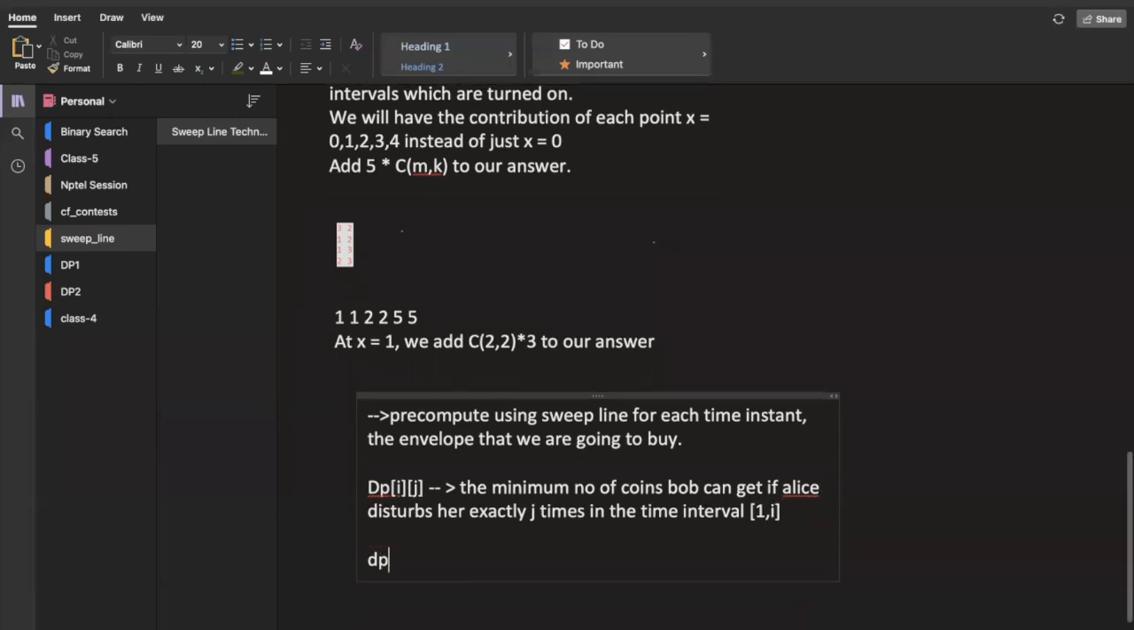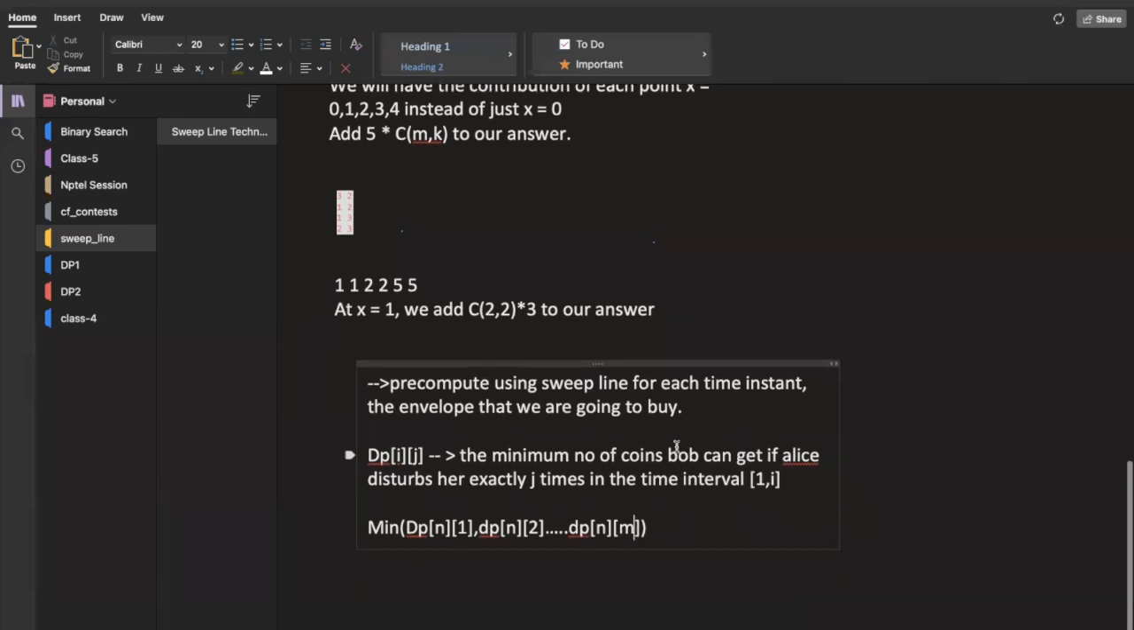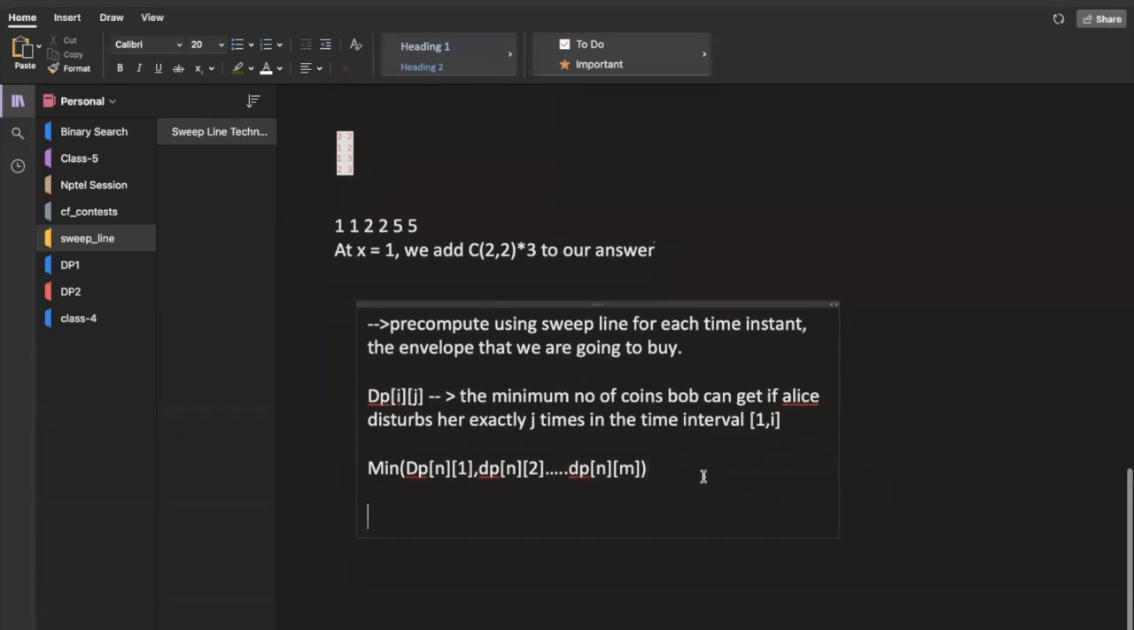And so the final answer is going to be nothing but the minimum of dp n 1, dp n 2, up till dp n m, right? So does this make sense to everyone? Yes, yes. And what about the transitions? So let's see how we can make the transitions.